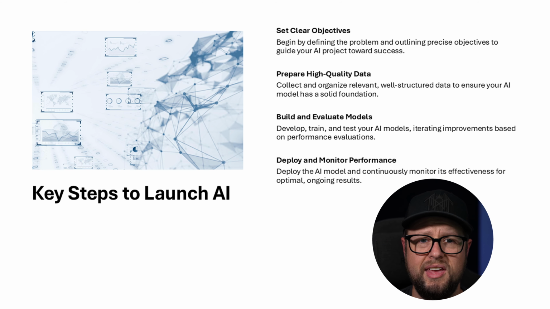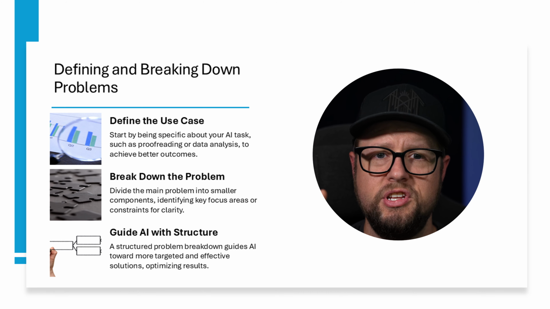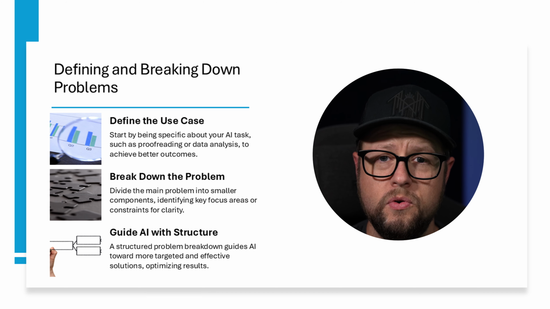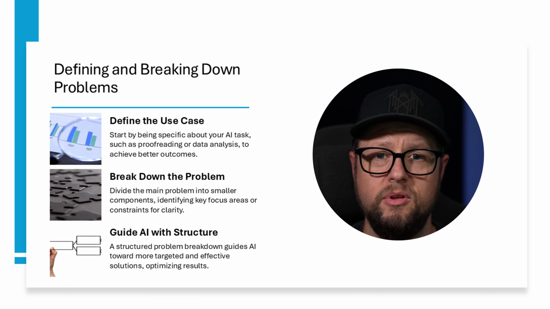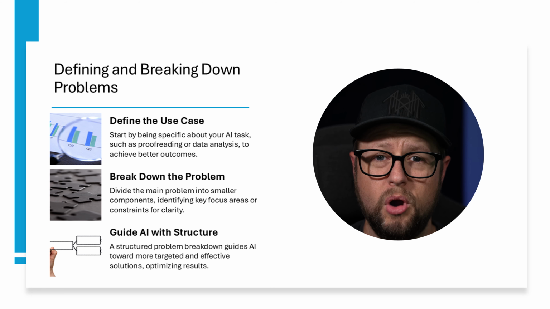Next, let's outline the key steps to starting an AI project. These provide a consistent process for almost any AI use case. Step 1. Define your problem. Clearly articulate how you want to use AI, whether it's to proofread, analyze data, or generate images. A clear and concise problem leads to optimal responses. Broad problems are harder for AI to address effectively.